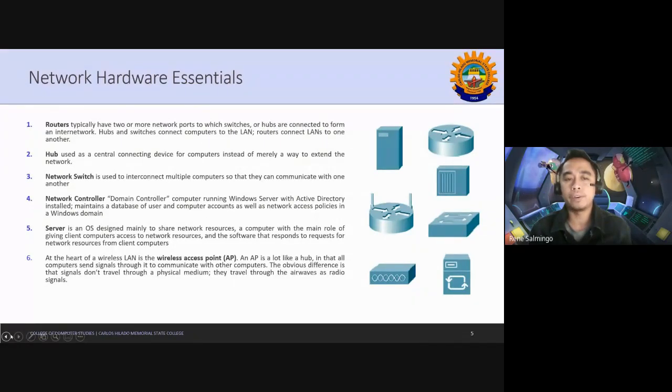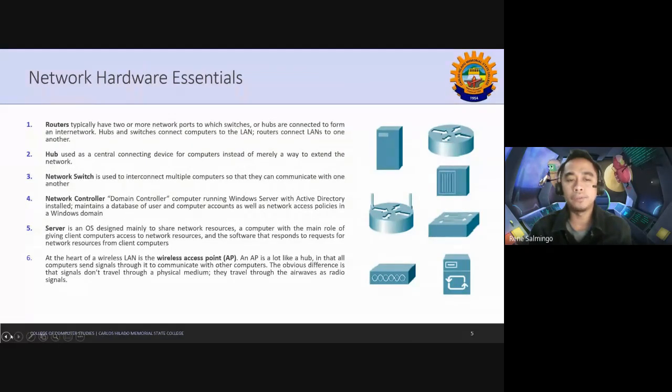And also we have a hub. A hub is a central connecting device for computers instead of merely a way to extend the network. The third one is the switch, or network switch, which is used to interconnect multiple computers so that they can communicate with one another. The fourth component is the domain controller, a computer running especially Windows Server, which maintains a database of user and computer accounts, as well as network access policies in a Windows domain.